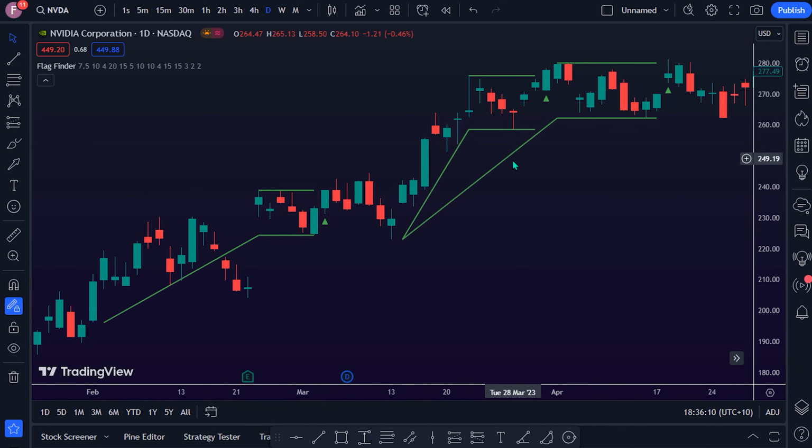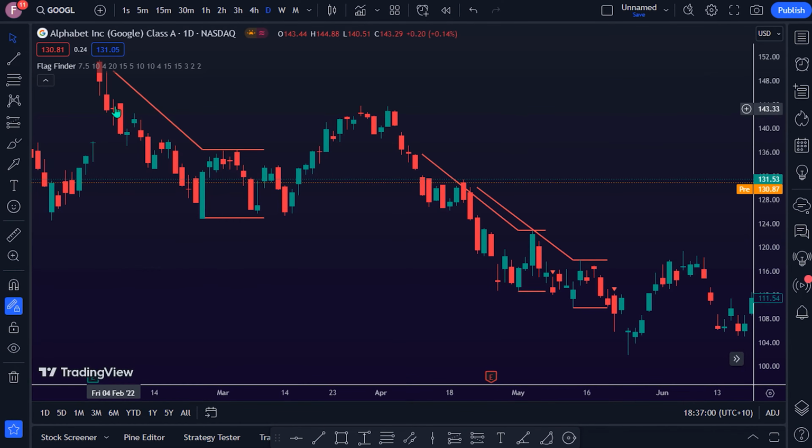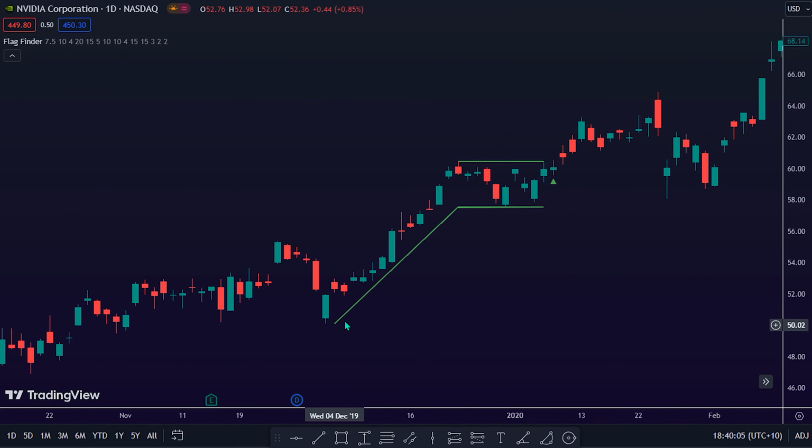A bull flag represents a temporary pause or consolidation before the price resumes its upward movement, while a bear flag occurs before the price continues its downward movement. Both flag patterns consist of two components: the pole and the flag. The pole is the initial strong upward surge or decline that precedes the flag.